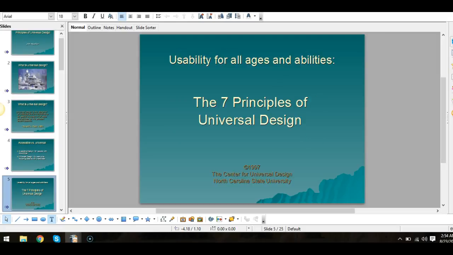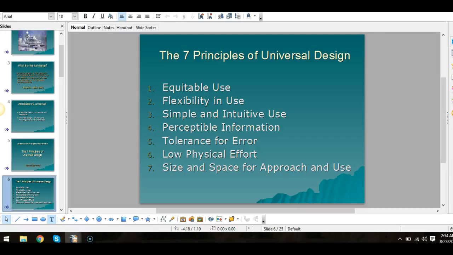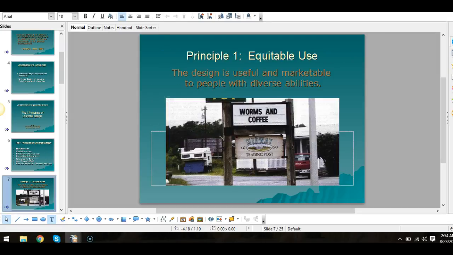There are 7 principles of universal design that were described as universal design evolved. The first principle is equitable use. Second, flexibility in use. Third, simple and intuitive use. 4, perceptible information. 5, tolerance for error. 6, low physical effort. And 7, size and space for approach and use.